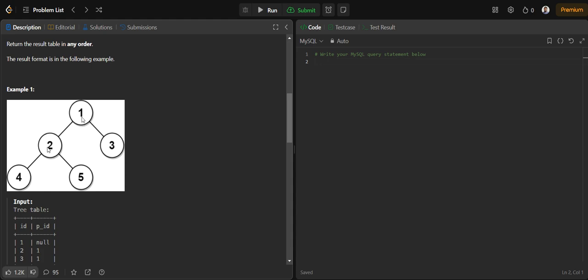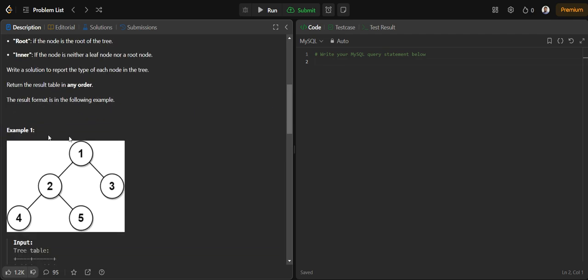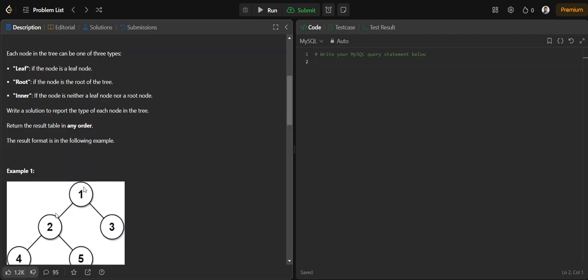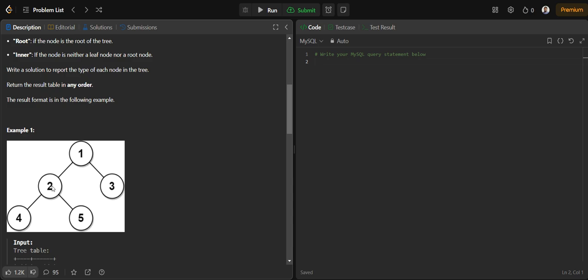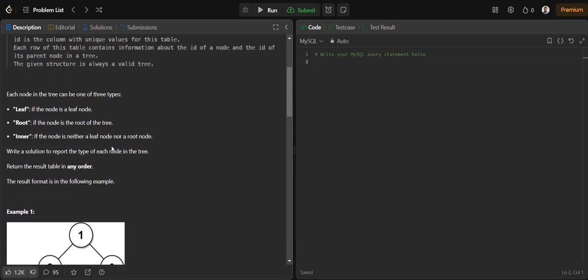These are nodes, 1, 2, 3, 4 are nodes. Each node is connected to some other nodes, and there is a hierarchy here from top to down. If a node is above another node, the node which is above is a parent and the node which is below is a child. So in this table, the ID column refers to each node, and PID refers to the parent node of each ID.